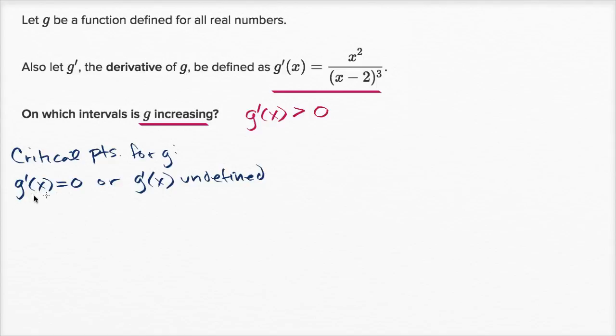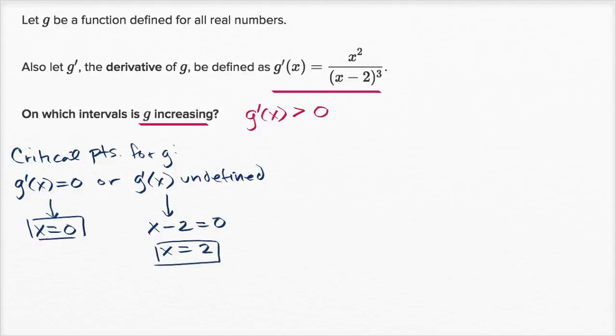So when is g prime of x equal to 0? Well, the way to get g prime of x equal to 0 is getting the numerator equal to 0, and that's only going to happen if x squared is equal to 0, or if x is equal to 0. So that's the only place where g prime of x is equal to 0. And where is g prime of x undefined? It's going to be undefined if the denominator is 0. And that's going to happen if x minus 2 is equal to 0, or x is equal to 2. So we have two critical points or critical values here.